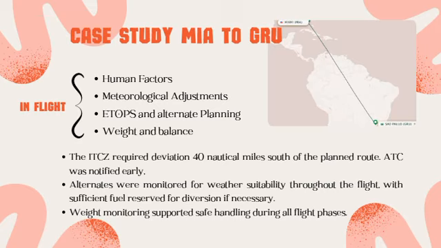Now ETOPS and alternate planning. While not a traditional ETOPS route, the operation followed similar standards for alternate planning. Galileo and Confins were monitored for weather suitability throughout the flight, with sufficient fuel reserved for diversion if necessary. Weight and balance. Fuel burn during the flight shifts weight distribution. Systems continuously monitor the center of gravity to ensure stability during descent and landing.